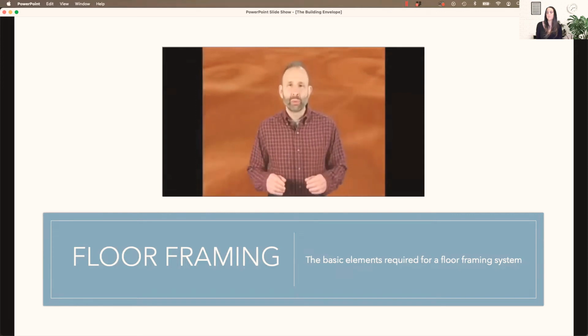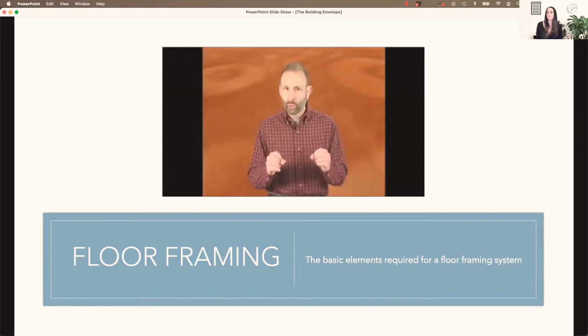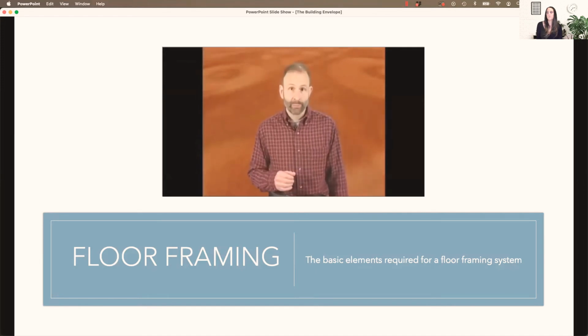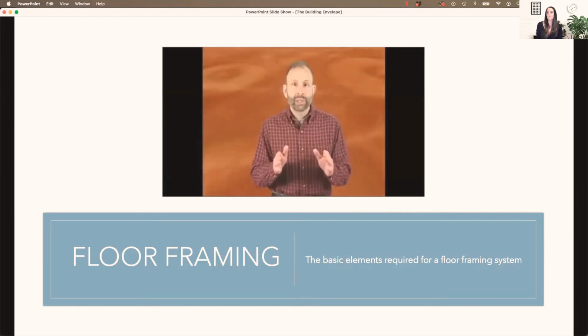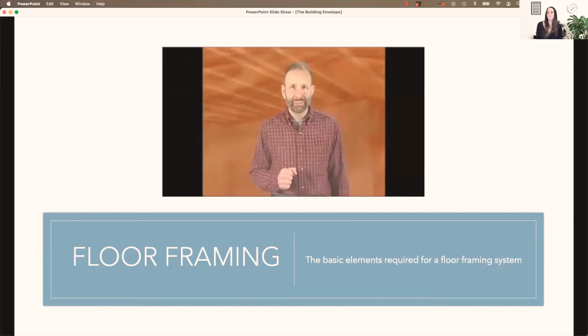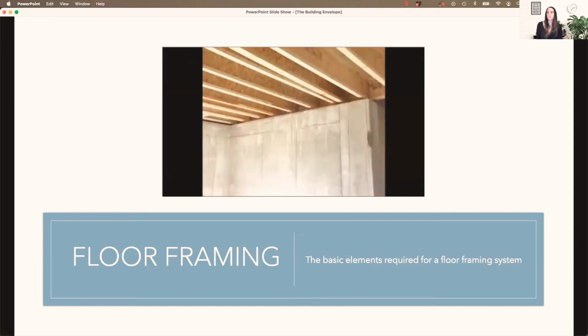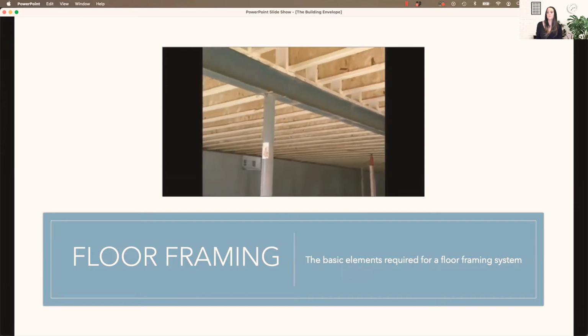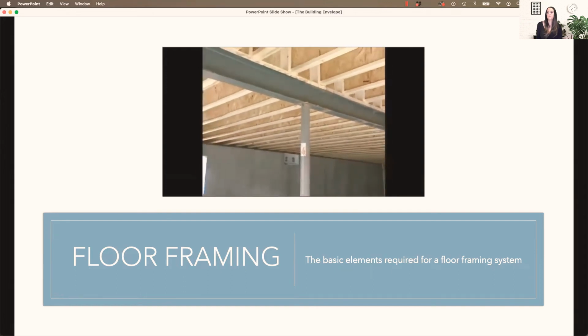While the foundation supports the weight of the building, it's the floor frame that establishes the level and squareness of the finished structure. To begin, let's look at the elements that make up a basic floor frame. In residential construction, the floor frame is supported by the foundation walls, along with any support posts and girders that span the interior of the basement or crawl space.